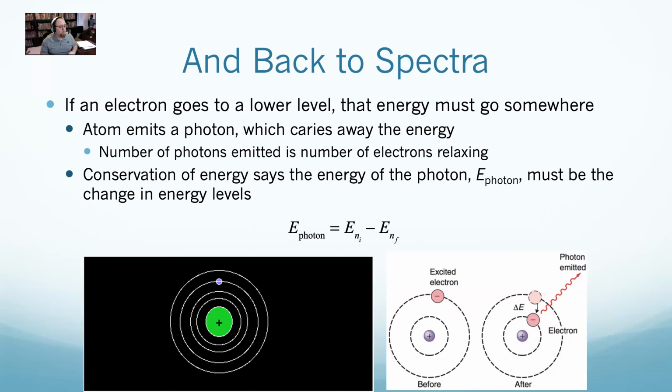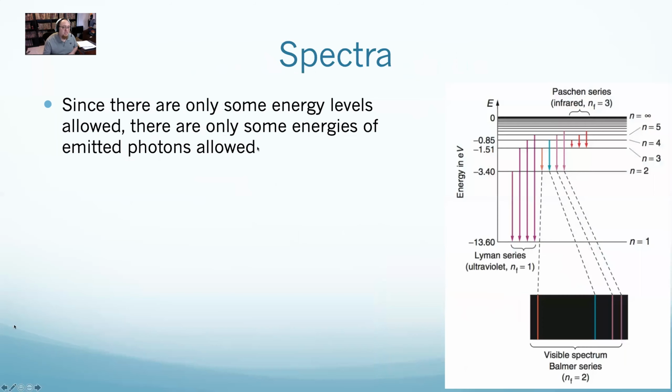If one electron goes from 5 to 1, one photon. If one electron relaxes from 5 to 4, one photon. If one electron relaxes from 5 to 3, one photon. Every electron will be one photon, but the energy of that photon, which we view as the color of that photon, as you can see in this GIF I'm showing here, will be decided by what the change in energy is. And since only certain energy levels are allowed, that means only certain photons will be emitted.